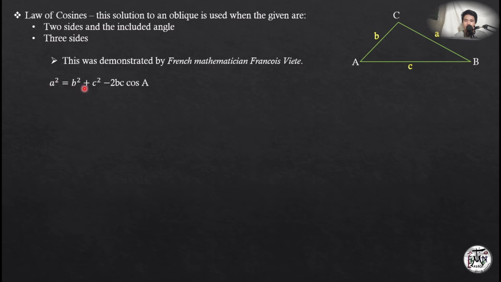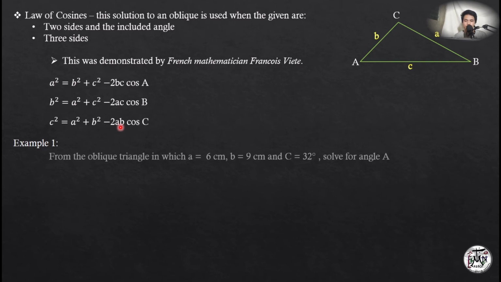a squared is equal to b squared plus c squared minus 2bc cosine A. Another is b squared is equal to a squared plus c squared minus 2ac cosine B. And then c squared is equal to a squared plus b squared minus 2ab cosine C.